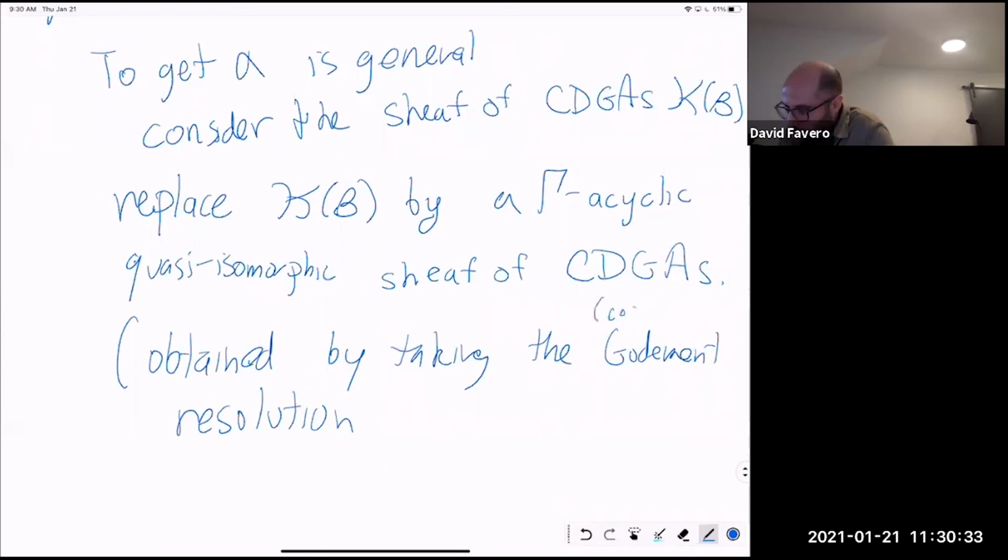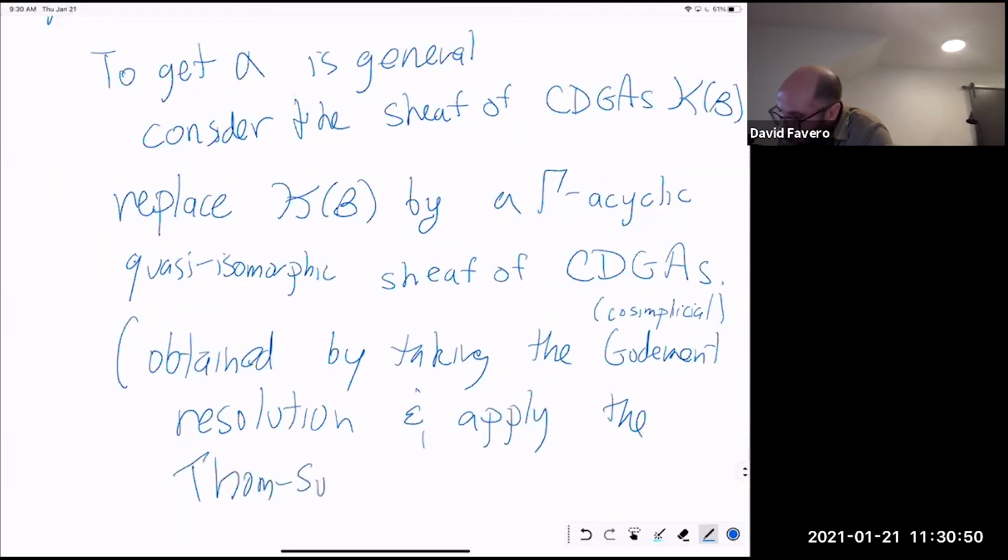But then you can apply the Thom-Sullivan construction to a cosimplicial CDGA, and this will recover a sheaf of CDGAs. Then after applying these two constructions, you'll get a sheaf of CDGAs again.